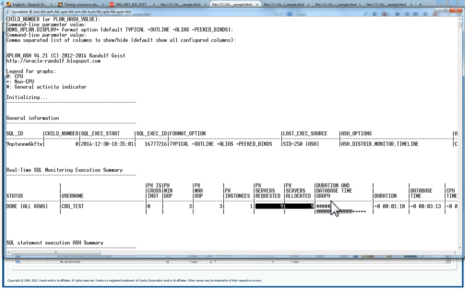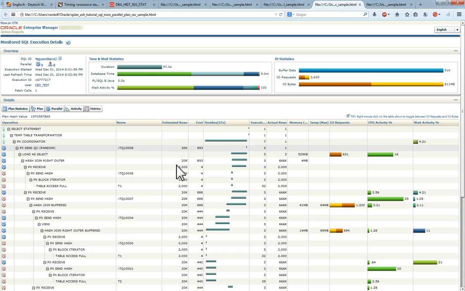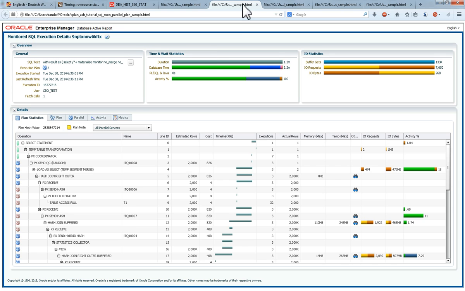Then we come to this duration and database time graph that I have mentioned in the beginning. The meaning of this graph is that it's a cheap imitation of what the 11.2 report looks like. So you see here, this is what we have looked at. We were already at the 12c official real-time SQL monitoring reports, and this is an 11.2 report. And you see here, there's a significant difference between these two.